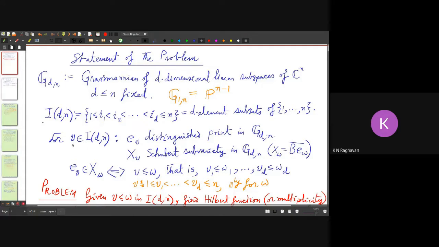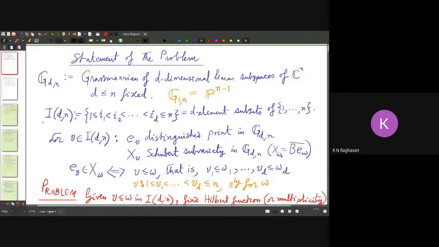Given an element of I_{d,n}, we will define a distinguished point, which we will denote E_V. I will denote by V and W, and sometimes theta and sigma, elements of I_{d,n}. That will be the notation. So E_V is a distinguished point in G_{d,n}; we'll see what this point is later. Also X_V will denote the Schubert subvariety in G_{d,n}.